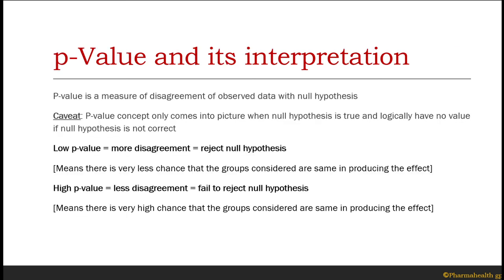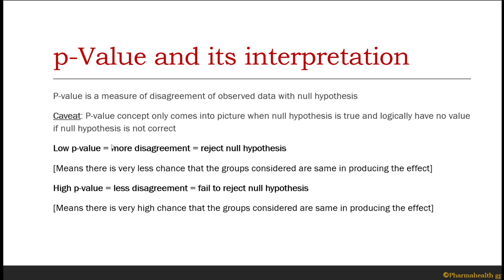Then talking about the p-value and its interpretation. What is p-value? P-value is a measure of disagreement of observed data with the null hypothesis. There is a caveat associated with p-value. The p-value concept only comes into the picture when the null hypothesis is true, and logically has no value if the null hypothesis is not correct. A lower p-value indicates more disagreement, which means we can reject the null hypothesis.